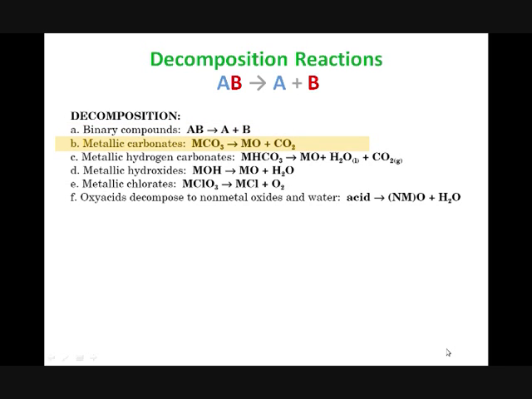For instance, the metal carbonates. Since polyatomic ions like carbonate, that's the CO3 here, can't really survive on their own, these more complicated substances can't just decompose into a metal and a polyatomic ion, or here, a metal and a carbonate. Instead, you can see, according to this pattern, metallic carbonates break down into a metal oxide, that's the MO part, and carbon dioxide, CO2.